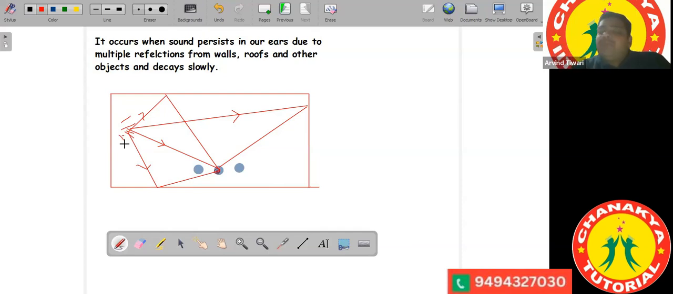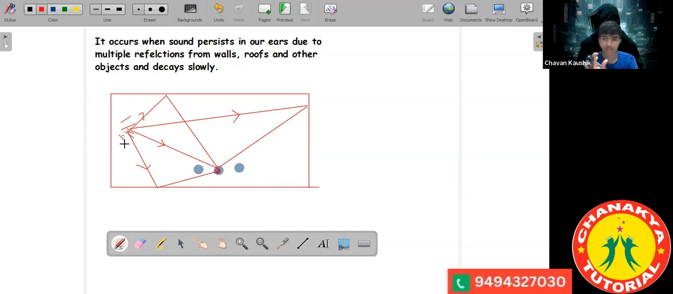So what will happen? He hears some sound, and before that sound vanishes from his ears, there is another sound of the same voice. In this way the sound is persisting in his ears continuously. He is able to hear that voice for a considerable duration, due to which he cannot differentiate between the sounds. So it's similar to an echo, but with shorter sounds.